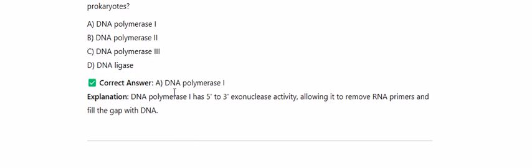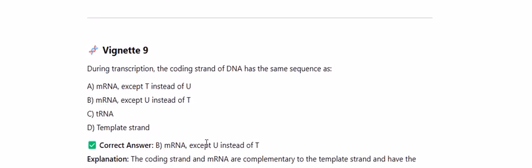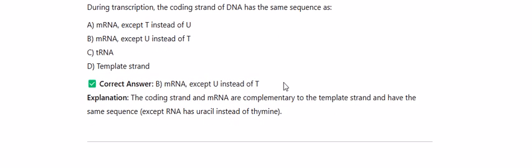During transcription, the coding strand of DNA has the same sequence as A. mRNA except T instead of U, B. mRNA except U instead of T, C. Template strand. Correct answer, B. mRNA except U instead of T. Explanation. The coding strand and mRNA are complementary to the template strand and have the same sequence, except RNA has uracil instead of thymine.